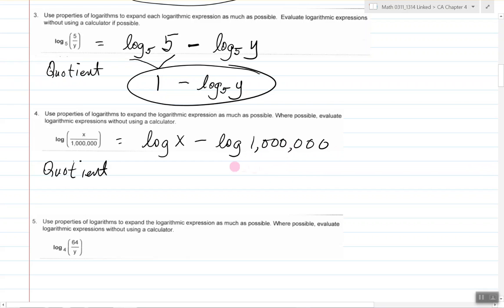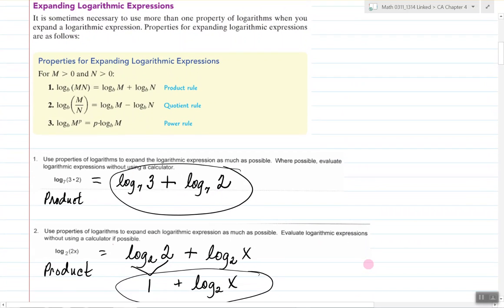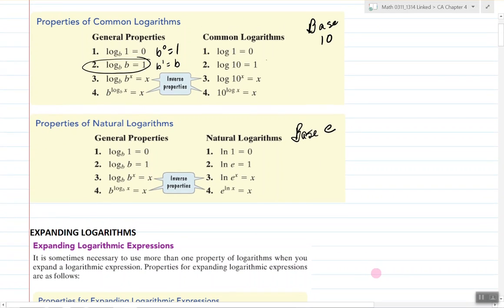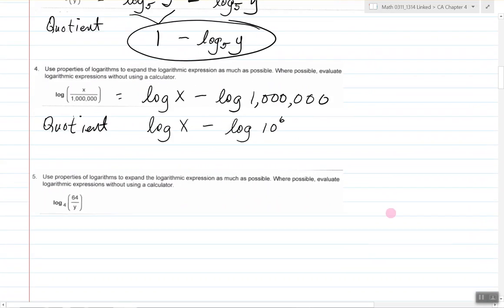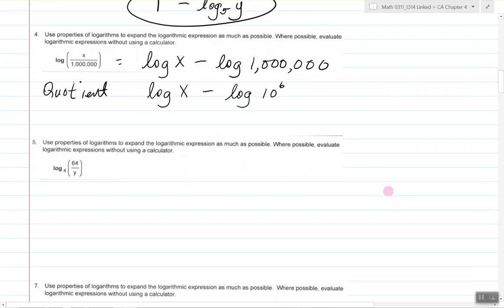I don't know what the common log of x is. But this is the common log of 10 to the 6th power. Let's go back for a minute and look at those properties. In fact, we can look at the common log properties, and it says if you have a common log of 10 to a power, it is equal to the power. So it might be helpful to have those written down. So that's 6. This is log base x minus 6.